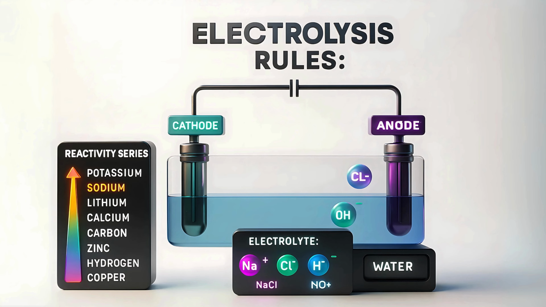To summarize everything, in the electrolysis of aqueous solutions, water contributes its own ions, H+ and OH-, meaning that predicting the products requires understanding reactivity and discharge rules. At the cathode, the less reactive positive ion is discharged. At the anode, a halide ion is discharged if present. Otherwise, hydroxide ions are discharged. These simple rules allow you to predict what elements will form at each electrode in any aqueous electrolysis experiment.